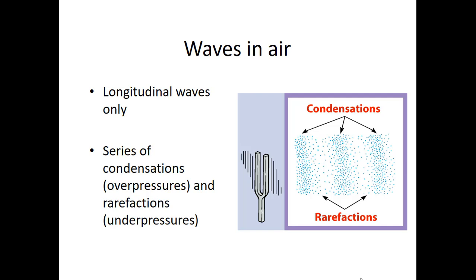So if you look at the tuning fork here, it's vibrating back and forth very quickly. When it's vibrating to the right, or to your right, you'll see that it creates an overpressure, and then when it vibrates to the left, it creates an underpressure. And this vibration back and forth is what creates these areas of compact molecules.